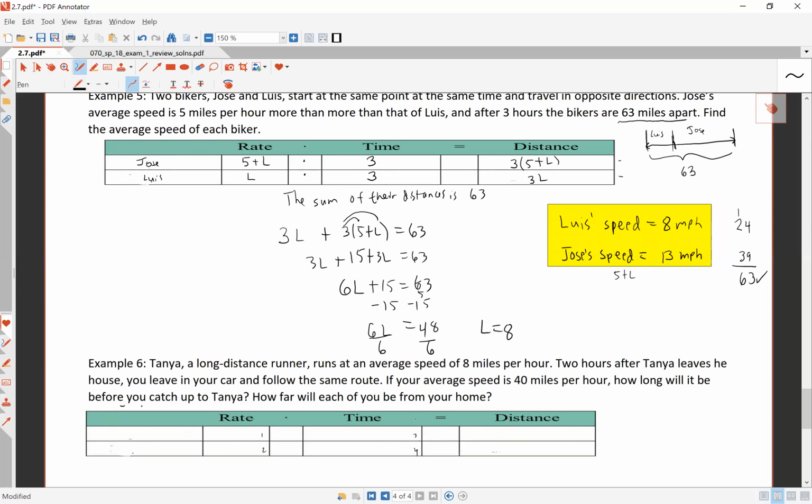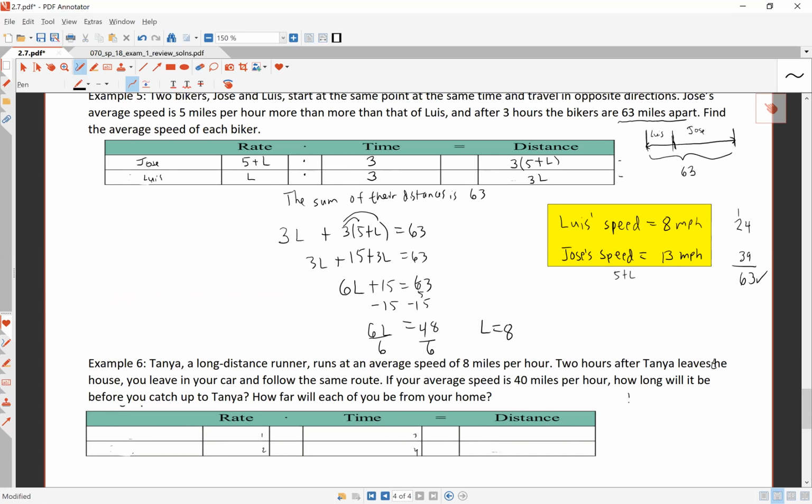Tanya, a long distance runner, runs at an average speed of 8 miles per hour. 2 hours after Tanya leaves the house, you leave in your car and follow the same route. If your average speed is 40 miles per hour, how long will it take before you catch up to Tanya? How far will each of you be from your home?